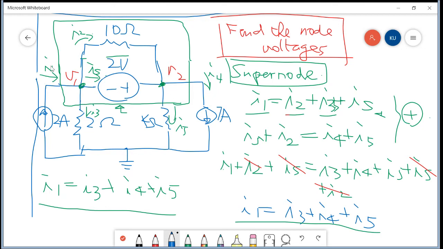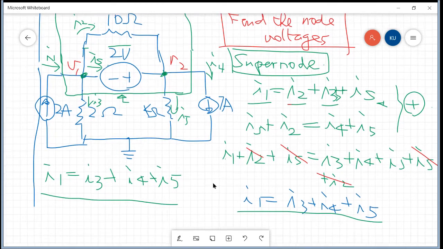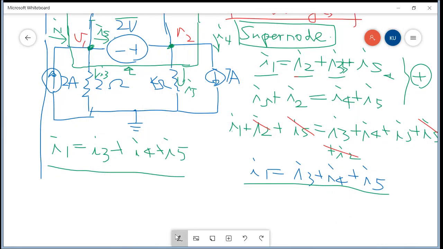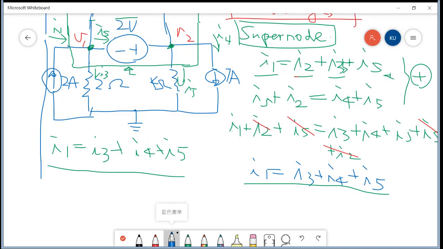And in this case, we only need to care about I1, I3, I4, and I5. Then we can write the node equation like this.